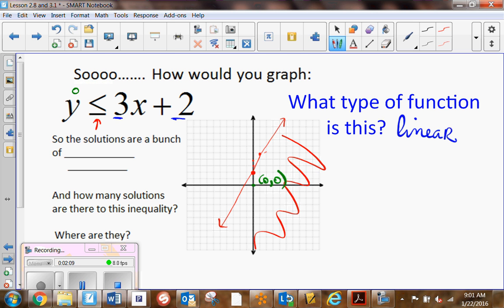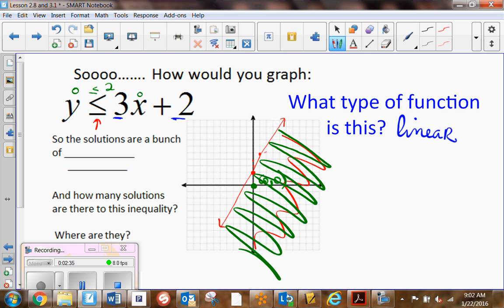So if I put a 0 in for y and 0 in for x, then I will end up with 0 is less than or equal to 2. That's a true statement. So 0, 0 did make the inequality true. Therefore, it is part of the solution set. And if 0, 0 is a part of the solution set, so is every point on this side of that line into eternity, forever and ever and ever.